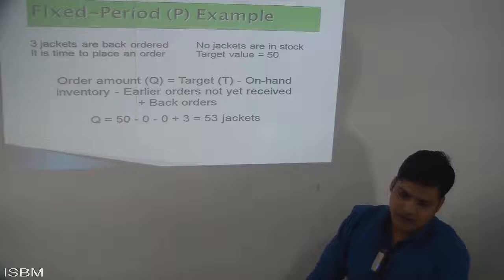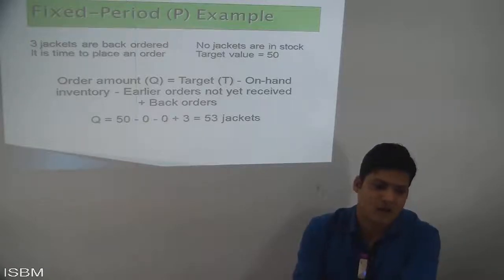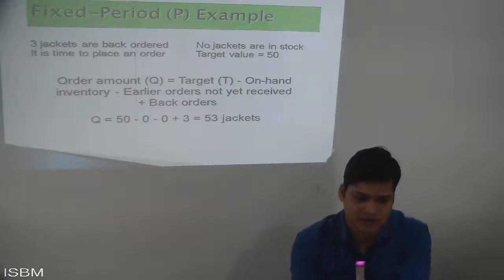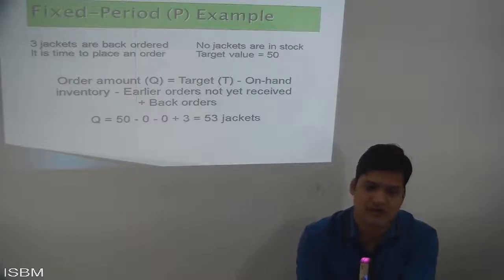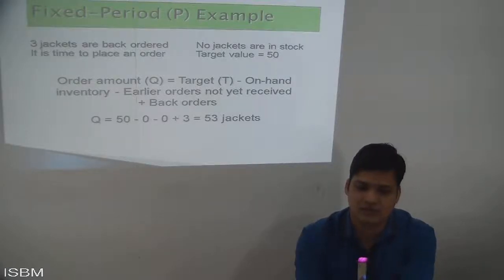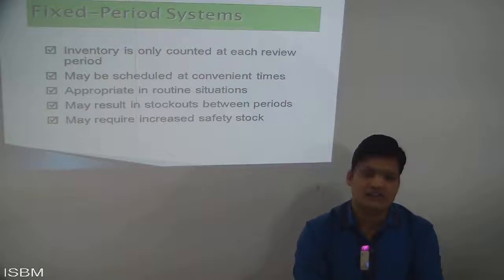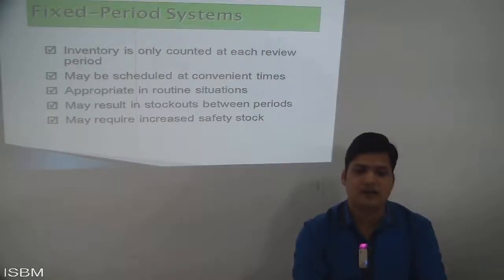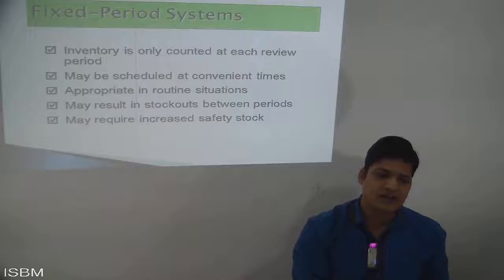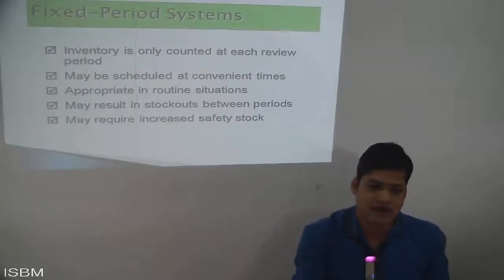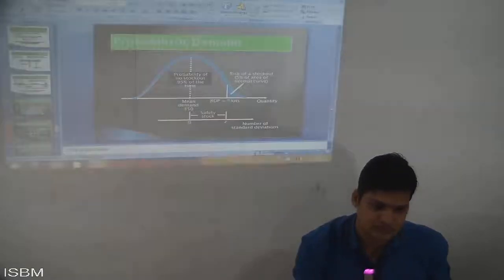Fixed period example. 3 jackets are on hand, and it is time to place an order. No jackets are in stock on order, and the target value is 15. So order amount is equal to target minus on-hand inventory minus earlier orders plus back orders. In the fixed period system, inventory is only counted at each review period, which may be scheduled at convenient times. It is appropriate in routine situations, may result in stockouts between periods, and may require increased safety stock.